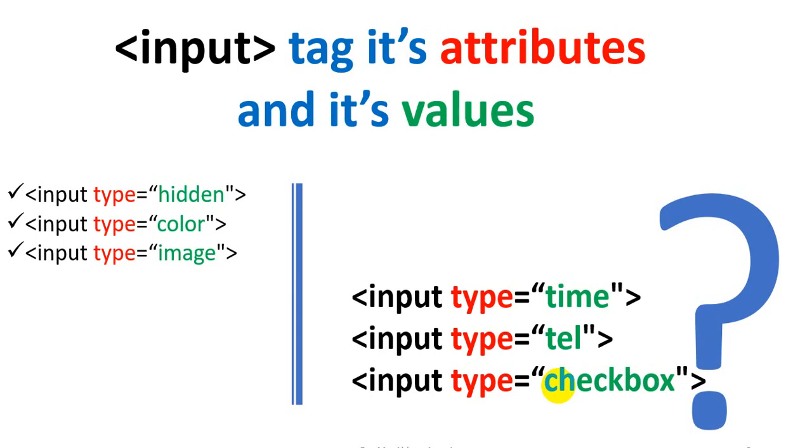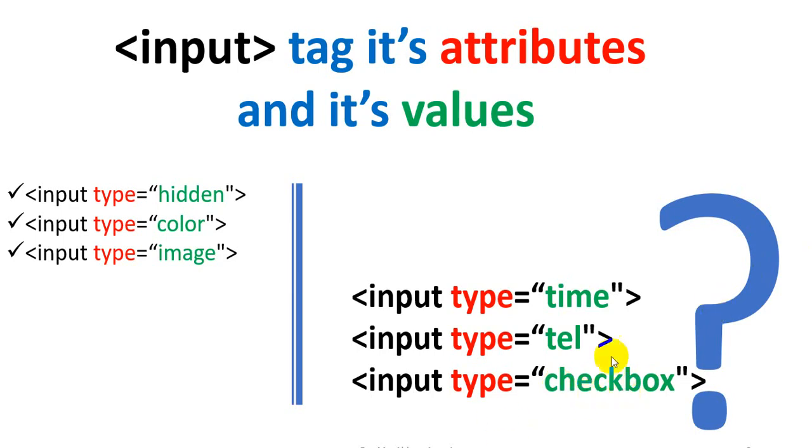But a checkbox is different. In a checkbox, we can choose more than one option. For example, hobbies we have seen, or for example, languages known. We have a list of languages in which we have to select which languages you know, or in which language you are comfortable. So you may know English, you may know Hindi. We have n number of options, but you can choose more than one option. So to select more than one option, we have to use a checkbox.